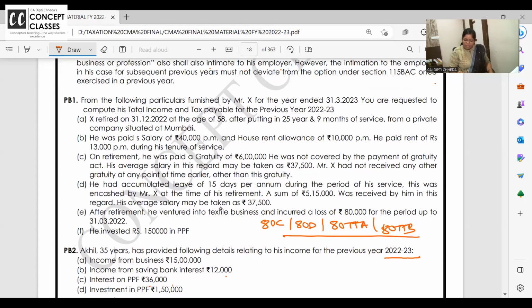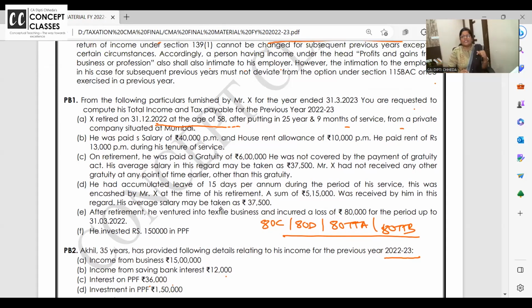Compute the following furnished by March 23 and you are requested to compute. X retired in December at the age of 58 after putting in service of 25 years and 9 months. When someone is retiring in the financial year, that too in December, we will take the salary only for 9 months from April till December, because after that he is not receiving salary.